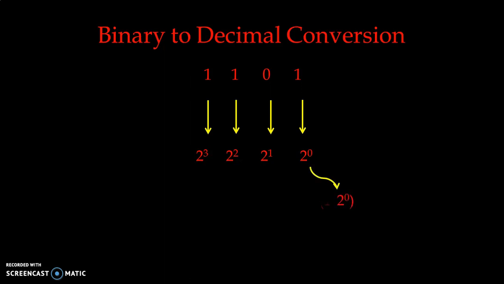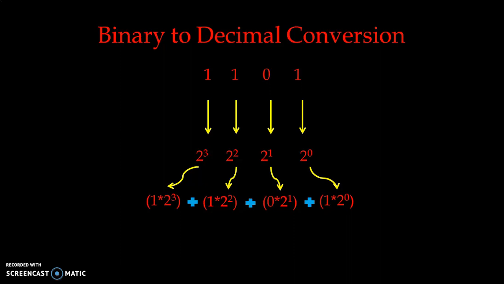In the next stage, we multiply the actual bit value, either 0 or 1, with its position. At the 0th position we have 1, so 1 multiplied by 2 raised to 0. Then we have 0, so 0 multiplied by 2 raised to 1, then 1 multiplied by 2 raised to 2, and then 1 multiplied by 2 raised to 3. Then we have to add all the values, right?